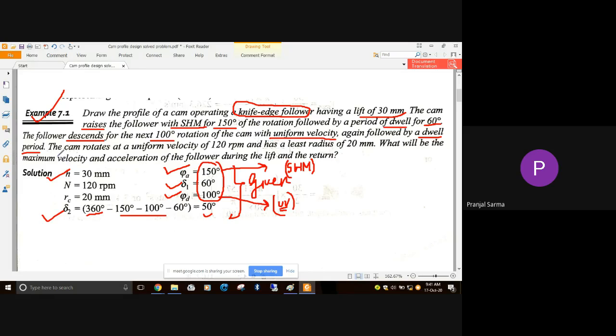Next, the cam rotates at a uniform velocity of 120 rpm, so N is given as 120 rpm, and it has a least radius of 20 mm. So Rc, the least radius of the cam, is also given. This least radius gives you the base circle; ultimately it gives you the indication about the size of the cam. So the least radius is 20 mm. Based on these values, you have to draw the profile of the cam.